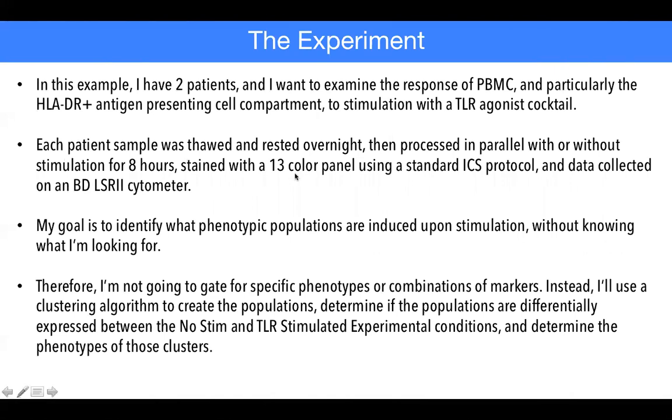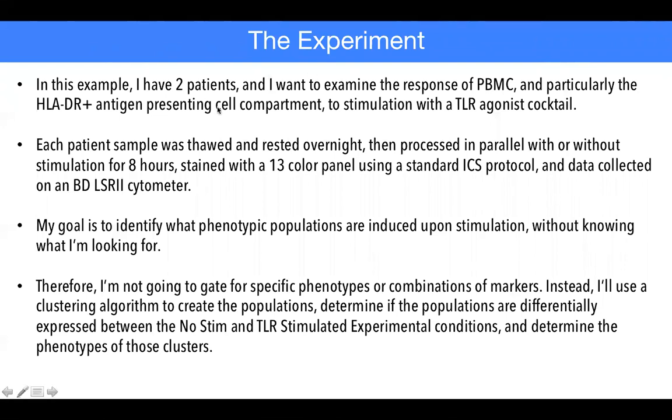So in this example, I've got two patients, and I'm developing an assay. I want to look at the response of peripheral blood mononuclear cells that have been frozen and stored and brought into my lab. And in particular, the HLA-DR positive antigen presenting cell compartment within the PBMC to a stimulation with a TLR agonist cocktail. So what happens, what populations are induced when I stimulate with TLR?